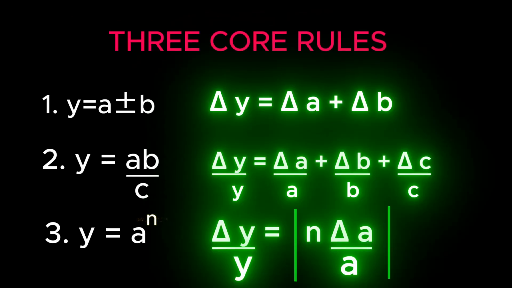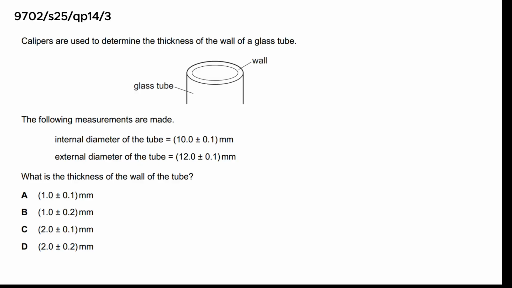3 core rules. That's all the things you need. Now, let's go into the 2025 papers and use these rules to crush those four multiple choice questions. First up, question 1 from paper 14. We're using calipers to find the wall thickness of this glass tube. Now, look at the measurements. The external diameter is 12 plus or minus 0.1 millimeters, and the internal is 10 plus or minus 0.1 millimeters.